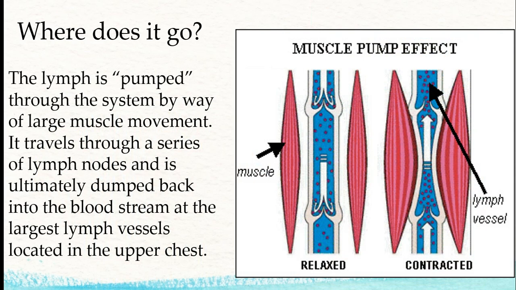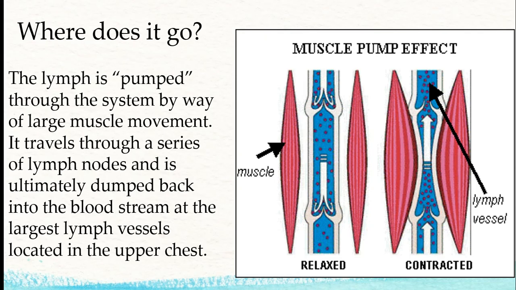Okay, so now we're back to, remember, the lymph system does not have a pump, right? So where does it go? It gets pumped, look, it's in quotes there, through the system by way of, ready? Large muscle movement. All right, you can see in this picture over here, the muscle is relaxed and it's contracted and it's going to push that lymph right through that lymph vessel right there. And then it will travel not just through the vessels, but through the nodes.